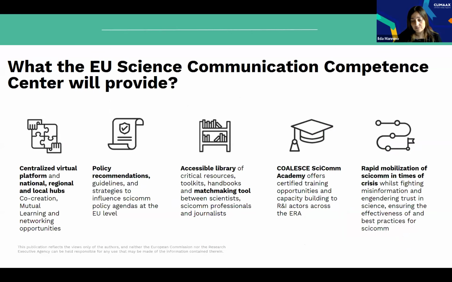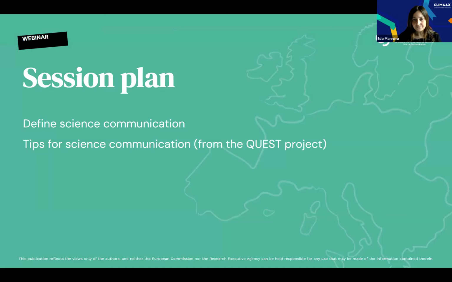And what it will offer will be resources to support science communication that come from previous projects and previous initiatives, and that are for all of the actors in science communication, so from scientists to policymakers and practitioners. And we will also offer training, and this is the reason why I'm here today. So as anticipated, today I will share some tips that we developed in one of the projects on science communication on which CoP is based, the QUEST project. We'll start from the definition of science communication, as a common basis, and then I will share these tips.